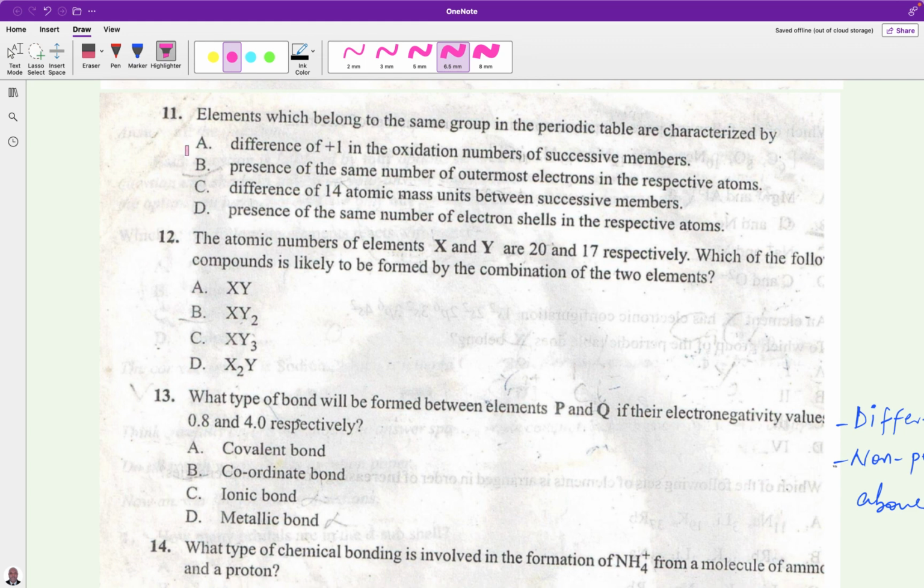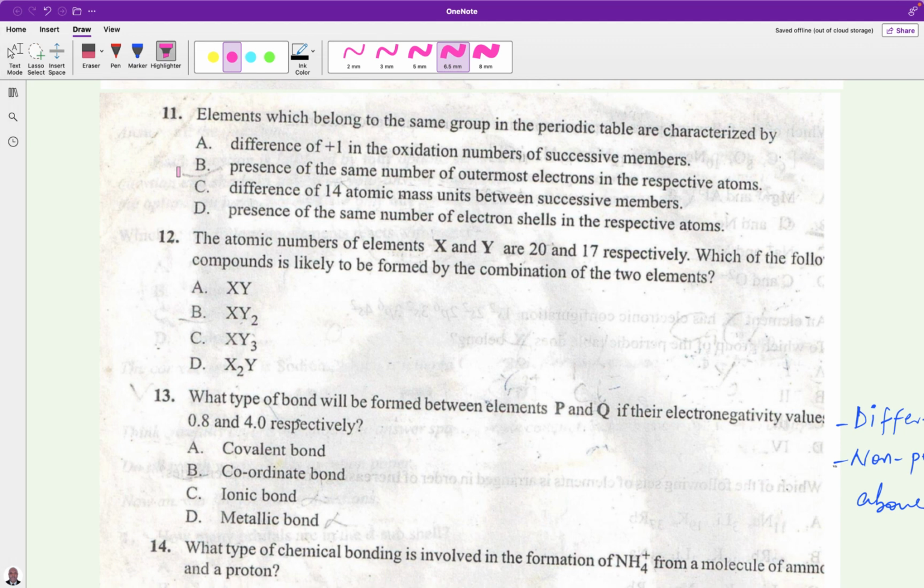Remember, as we solved in some previous questions, I told you that elements belonging to the same group of the periodic table have the same number of electrons in the outermost shell. For instance, all group 1 elements will have 1 electron in their outermost shell. The same thing, all group 2 elements will have 2 electrons in their outermost shell.